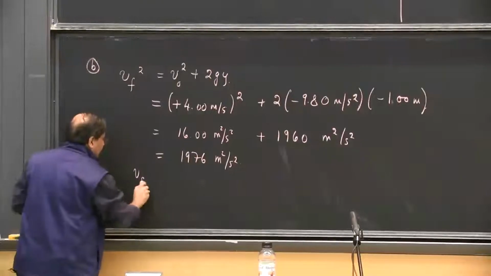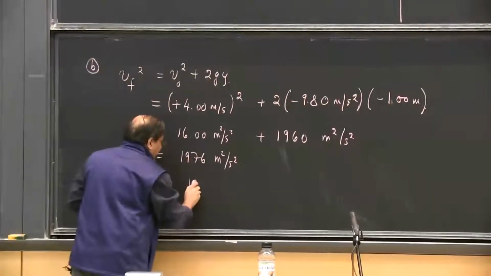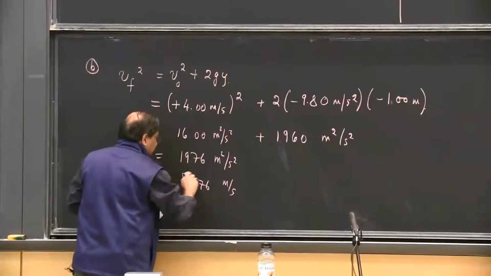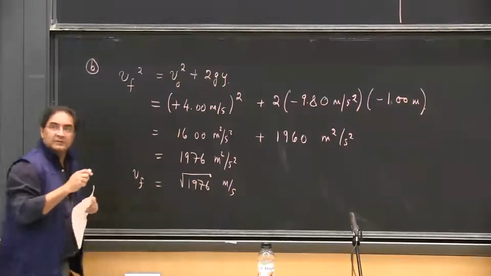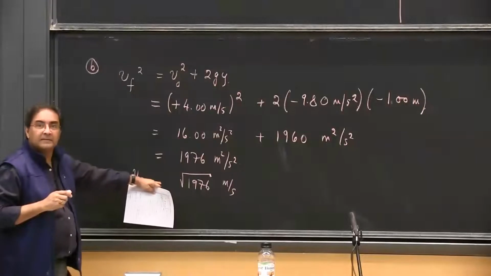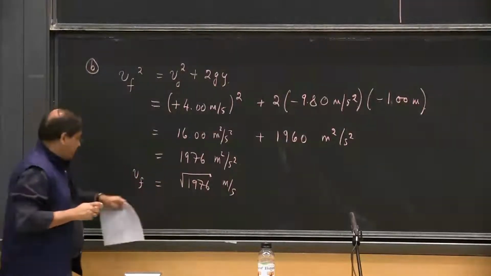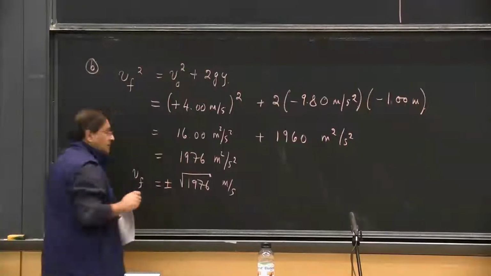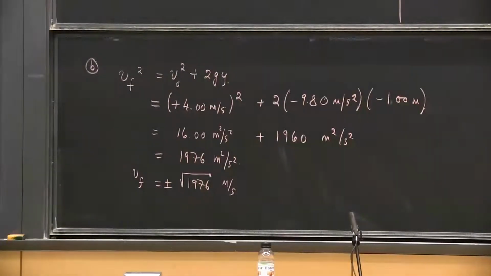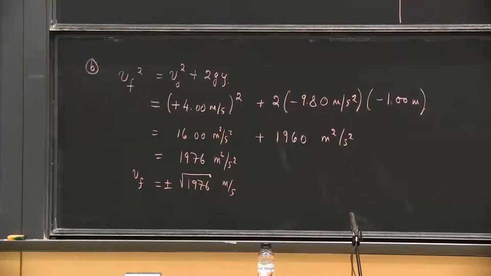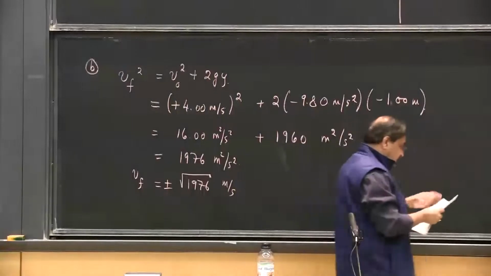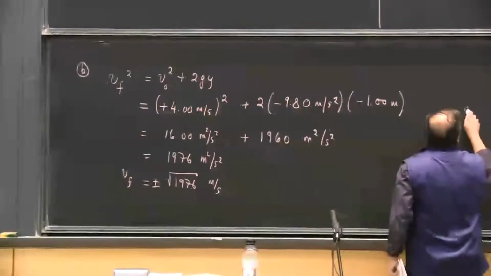So V final therefore is going to be the square root of 1976 meters squared per second squared. When I do a square root, what happens? How many signs do I get here? So when you are taking a square root, you have to put a plus minus here, because both minus the root and plus the root squared would give you this number. So 1976 is one of those numbers.